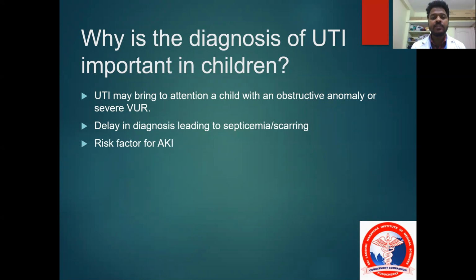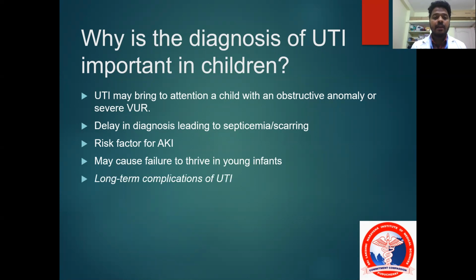UTI is also one of the risk factors for acute kidney injury. UTI in young infants can also lead to failure to thrive. And there are some long-term complications of UTI, which will be renal scarring. Because of renal scarring and activation of the renin-angiotensin system, there will be hypertension, and then there will also be chronic renal failure.